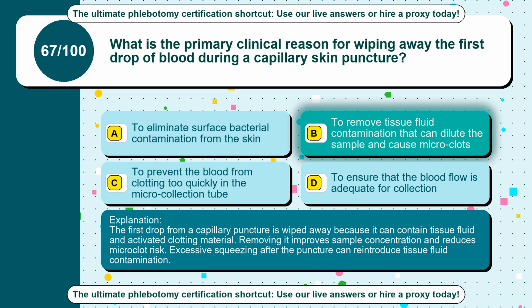The first drop from a capillary puncture is wiped away because it can contain tissue fluid and activated clotting material. Removing it improves sample concentration and reduces microclot risk. Excessive squeezing after the puncture can reintroduce tissue fluid contamination.